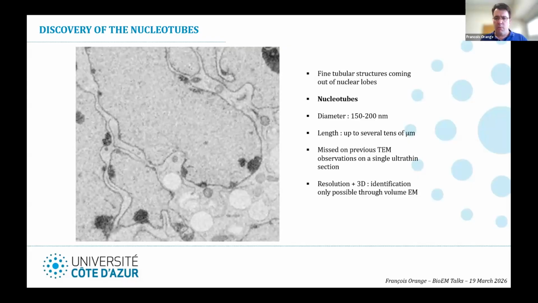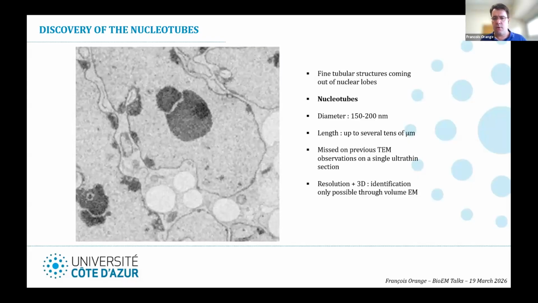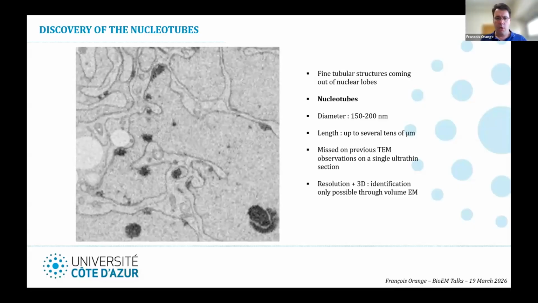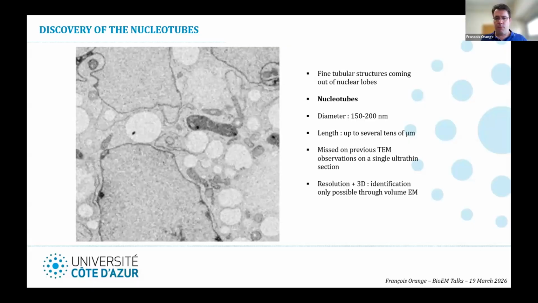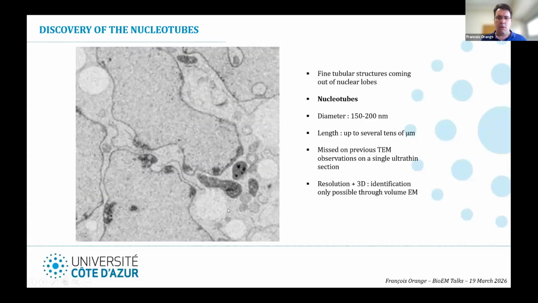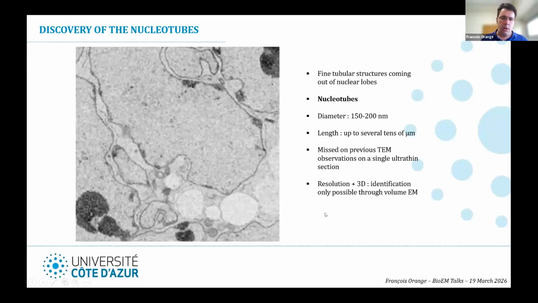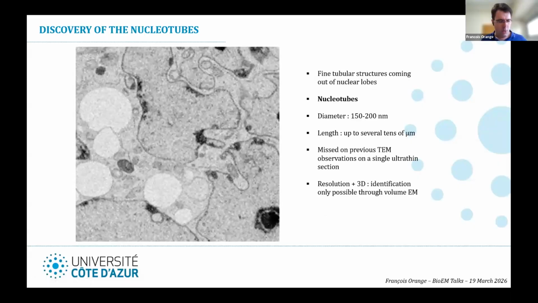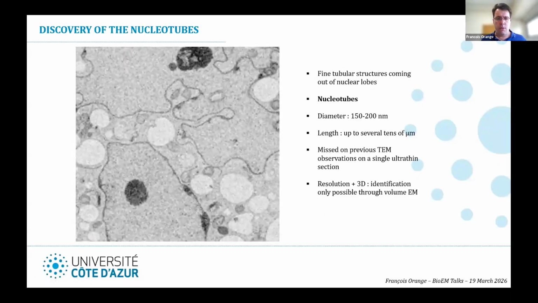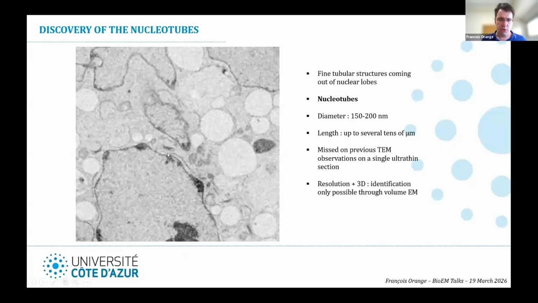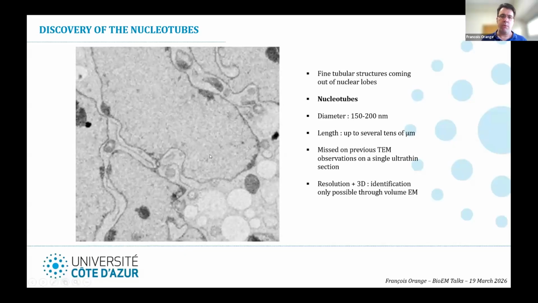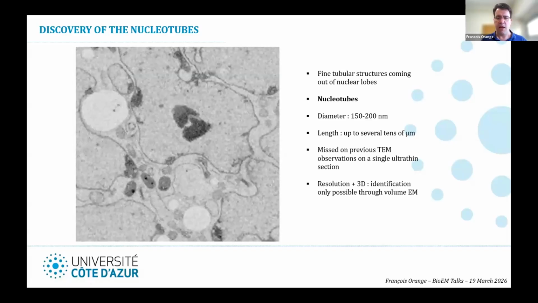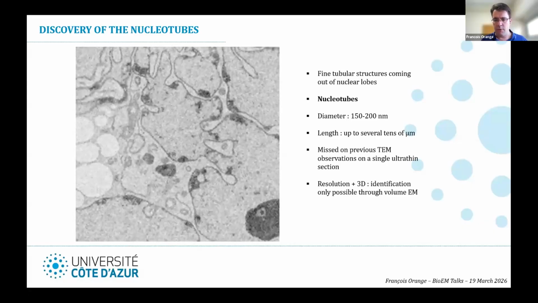And you can see easily from this animation how this is the kind of stuff that you could have missed on the TEM observation of a single ultra-thin section. With serial sections and the resolution of an electron microscope, it's the only way to be able to identify this structure. So volume EM was absolutely necessary to identify these structures. And in addition, the fact that with array tomography you can keep your sections and go back to them to do more images at a higher magnification was very important as well.